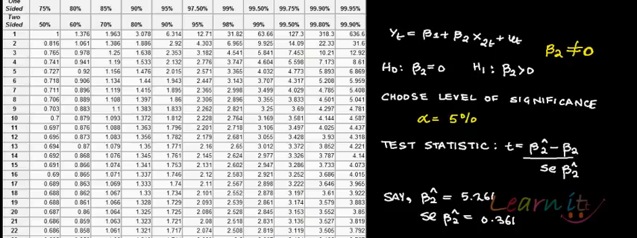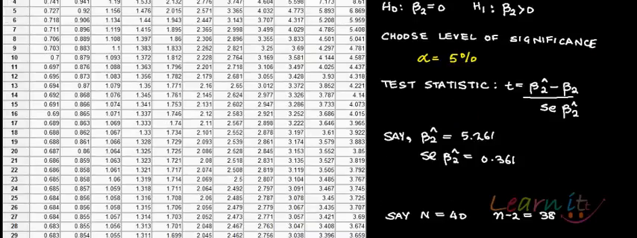So your test statistic is t equals beta 2 hat minus beta 2, upon standard error of beta 2 hat. Beta 2 hat you will get from running the regression. Okay, you will get some value for beta 2 hat. This beta 2 is the hypothesized value of beta 2, which is equal to 0. And standard error of beta 2 hat, of course, your computer program is going to give you. Say for example, your beta 2 hat is 5.261 and standard error of beta 2 hat is 0.361.